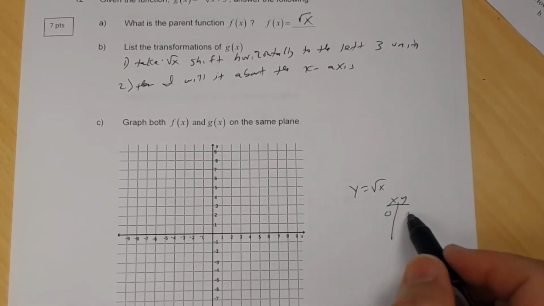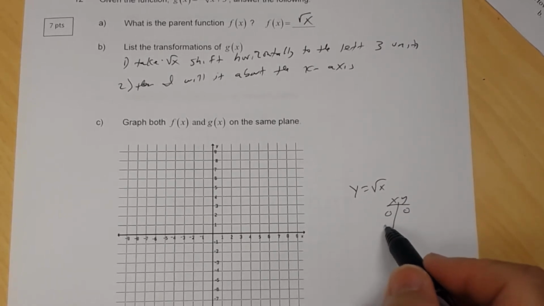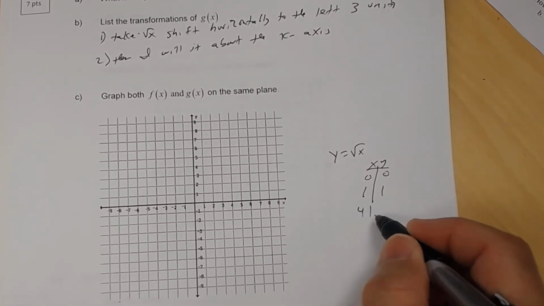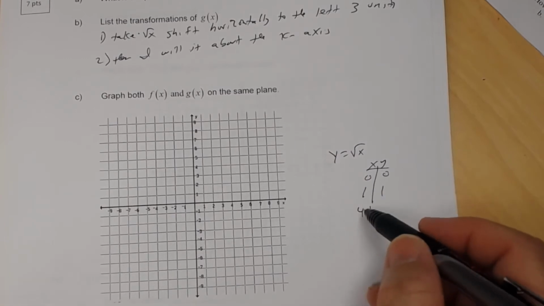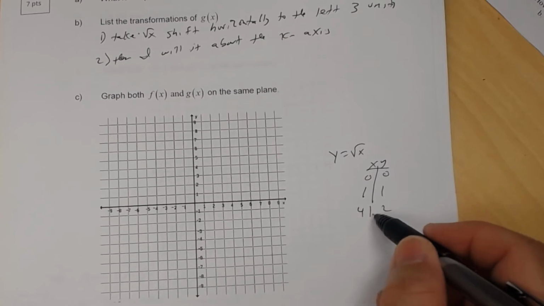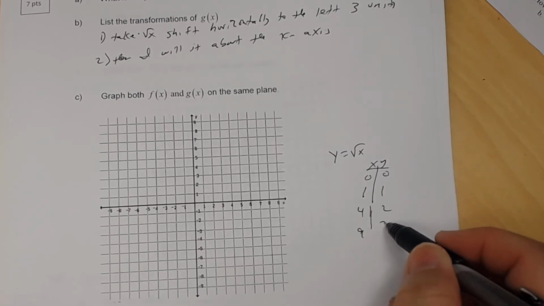So if x is 0, the square root of 0 is 0. If x is 1, remember these are the numbers we used, the square root of 1 is 1. If x is 4, we used perfect squares for the square root function, the square root of 4 is 2. If x is 9, the square root of 9 is 3.